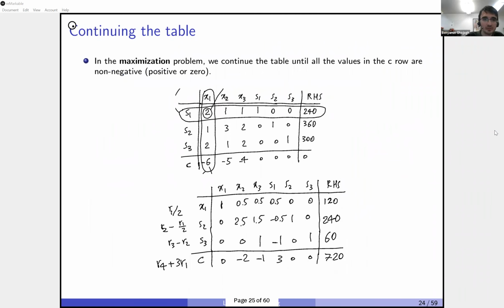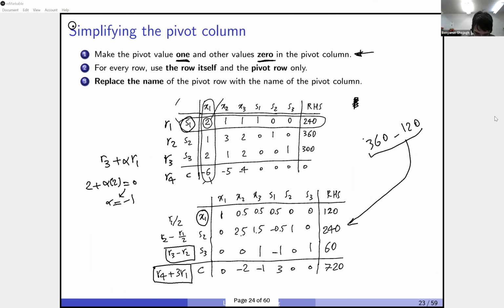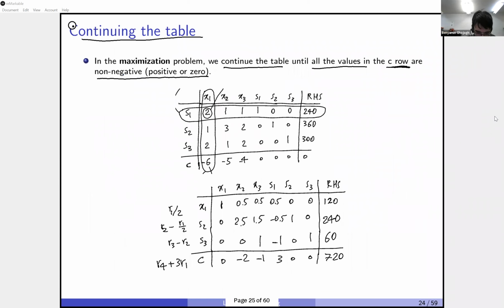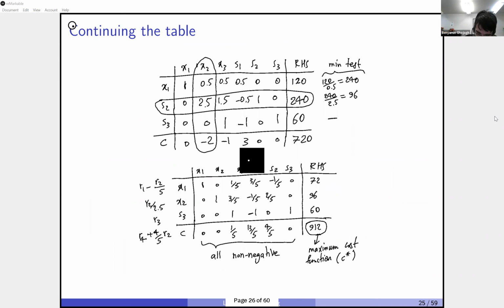Now, continuing the table, we'll do the same. We continue this procedure that I told you until all values in the row of cost become non-negative, either positive or 0. This is what we do for Tableau method. I think this is the repeat of what we had in the previous slide. So now let's continue that again. I'm repeating it here. Now I want to continue it in this table.